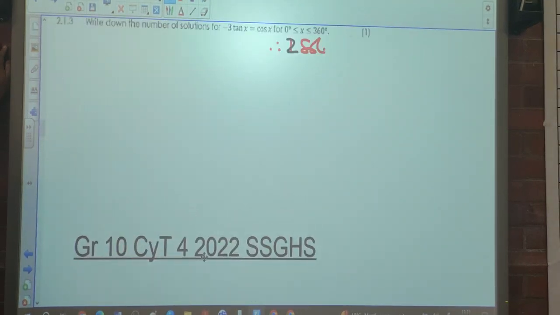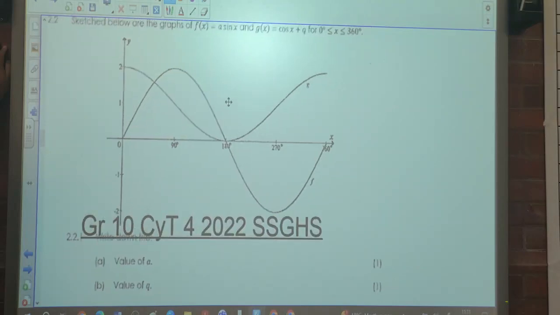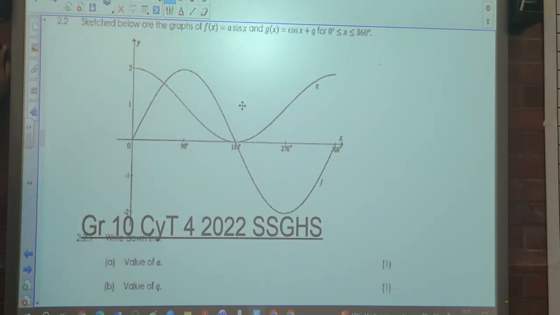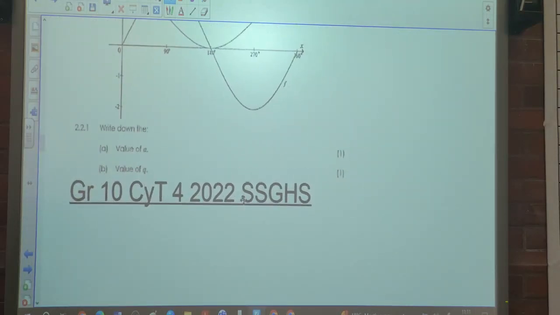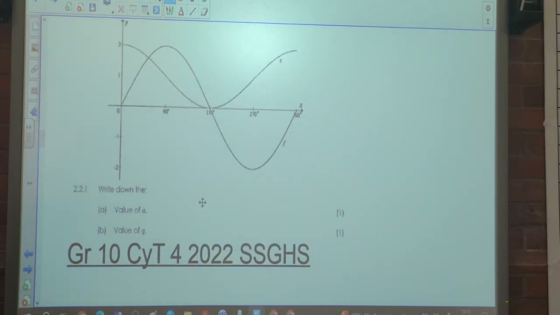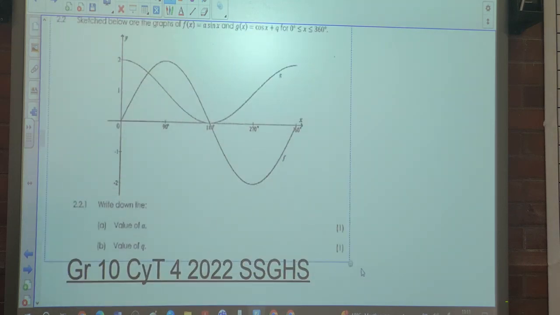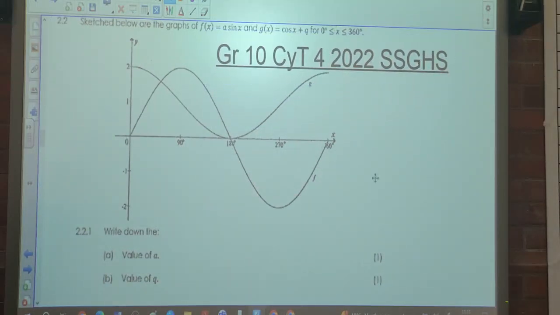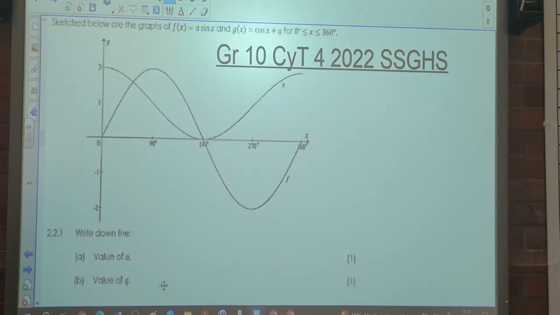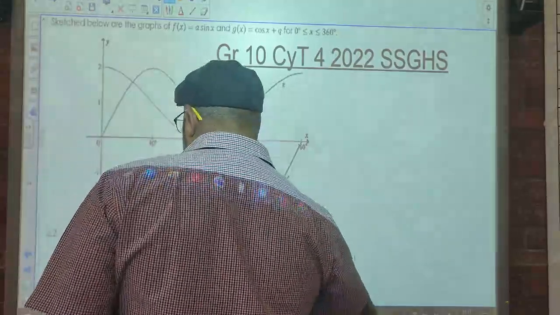Then you're told that the sketch below are the graphs of f of x is equal to a sin x and g of x equal to cos x plus q, where x is greater than or equal to 0 but less than or equal to 360. Okay. So the first question says, write down the value of a.